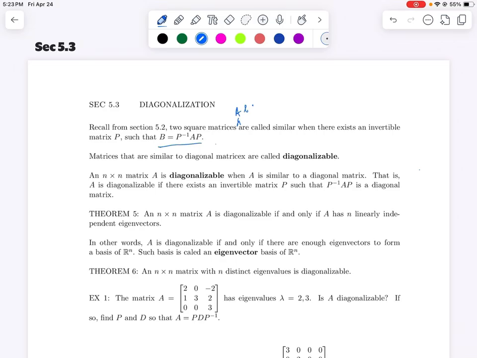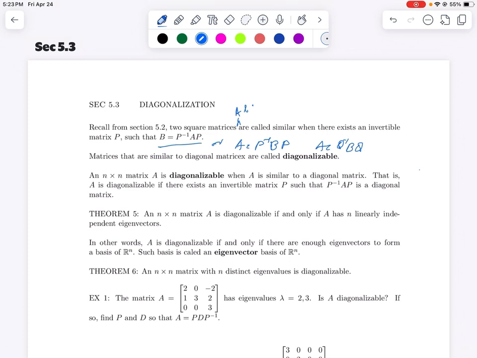Or A equals P inverse B. Now the name doesn't have to be P, it can be different. So we can have A equals Q inverse B Q. The format is the same.